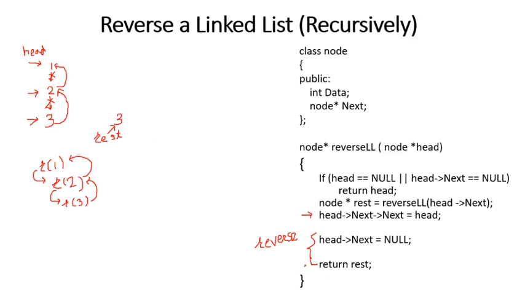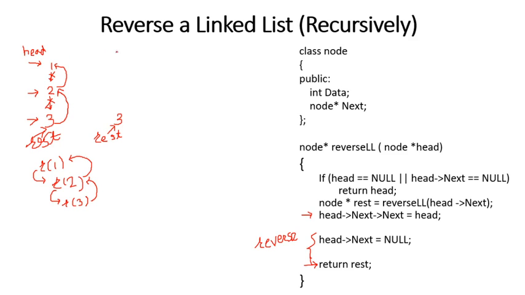Now we have completed all the function calls to reverse. At the end it will return the base address of the reversed list, which is nothing but this rest. So after completing this function call, what we get is 3, 2, 1, and next of 1 is null, which is exactly the reverse of our original list, which was 1, 2, 3.